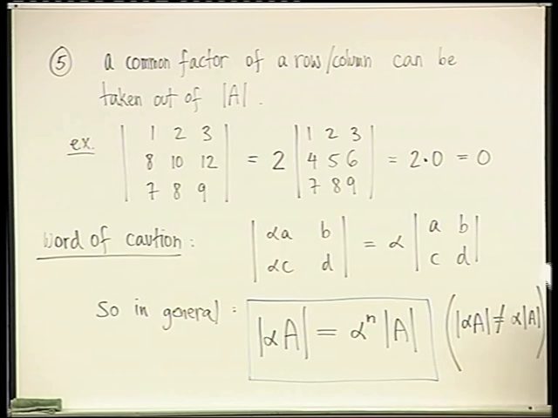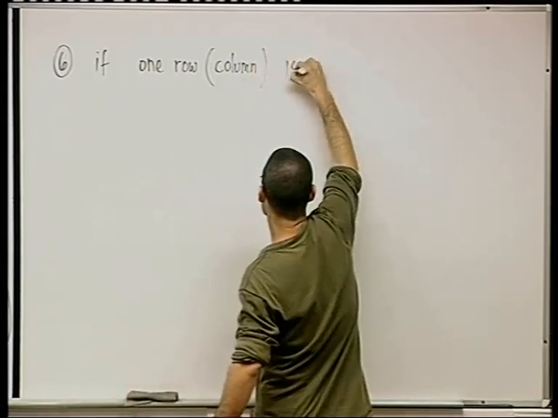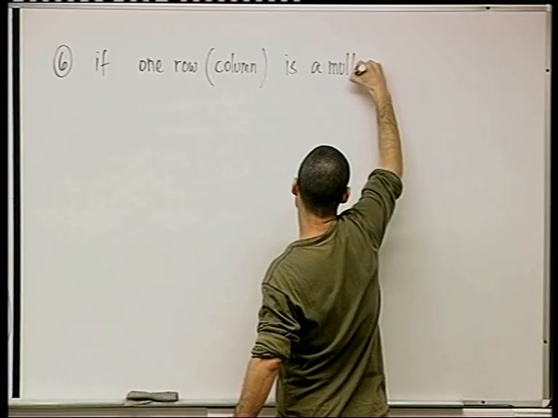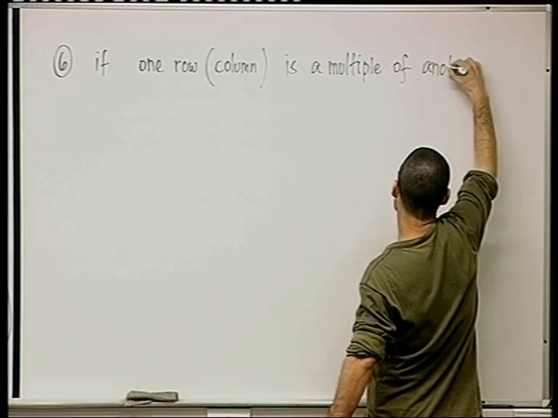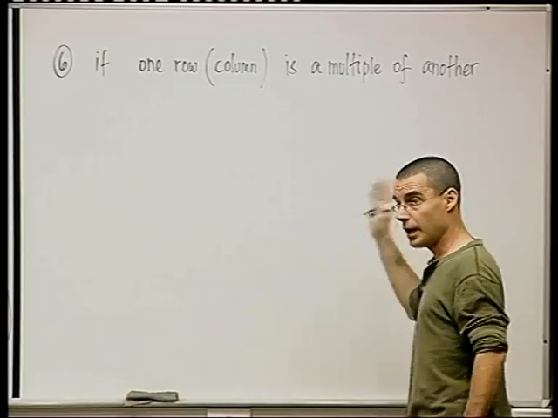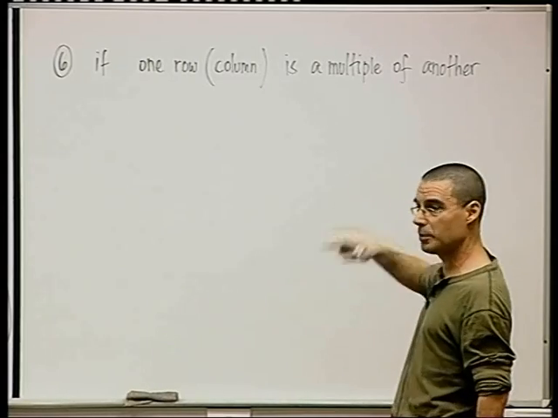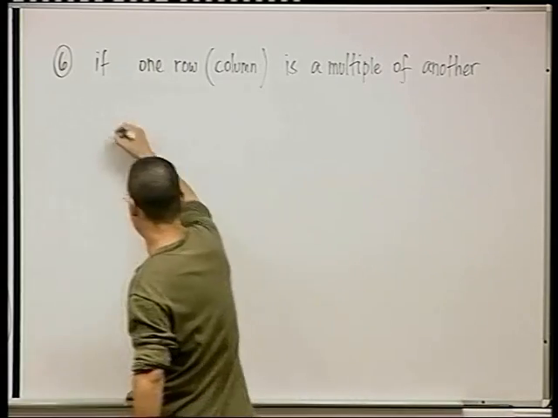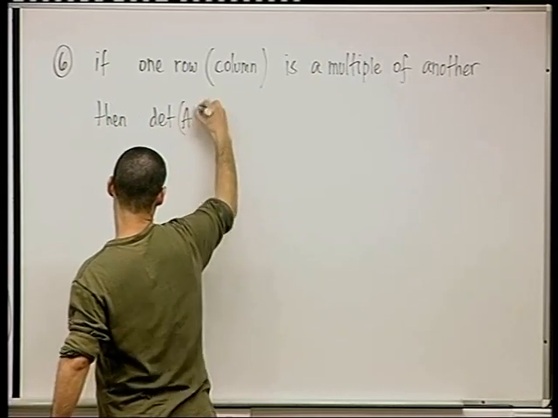If one row or column is a multiple of another row or column, respectively. So if one row is a multiple of another row, or one column is a multiple of another column, then the determinant is 0.